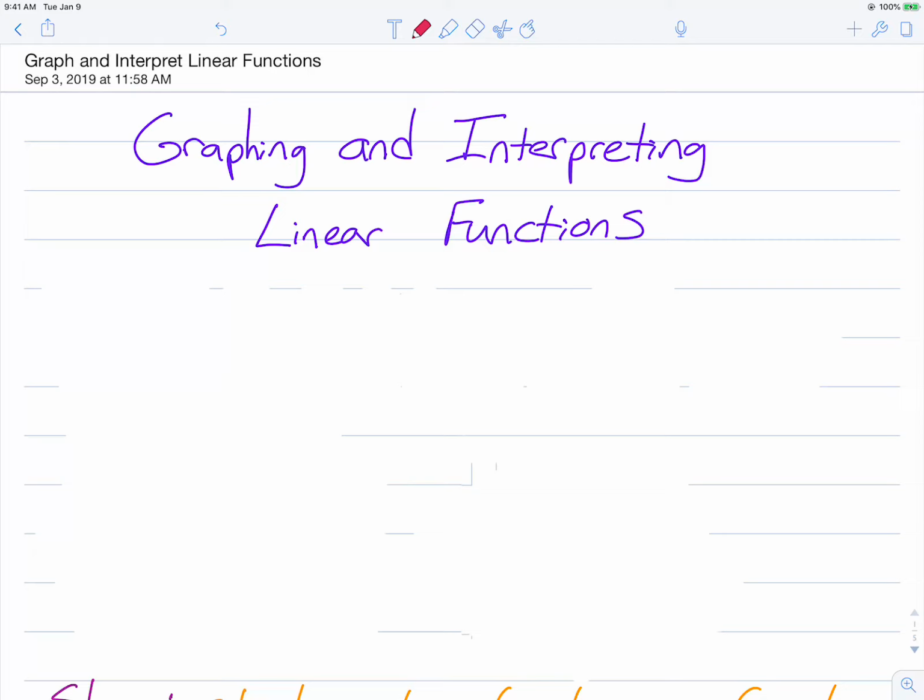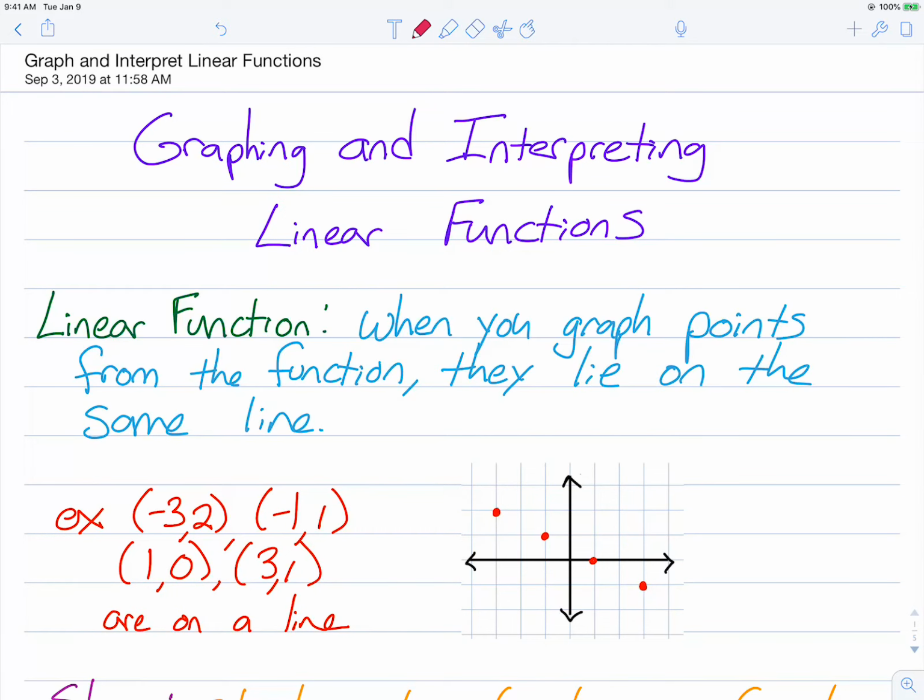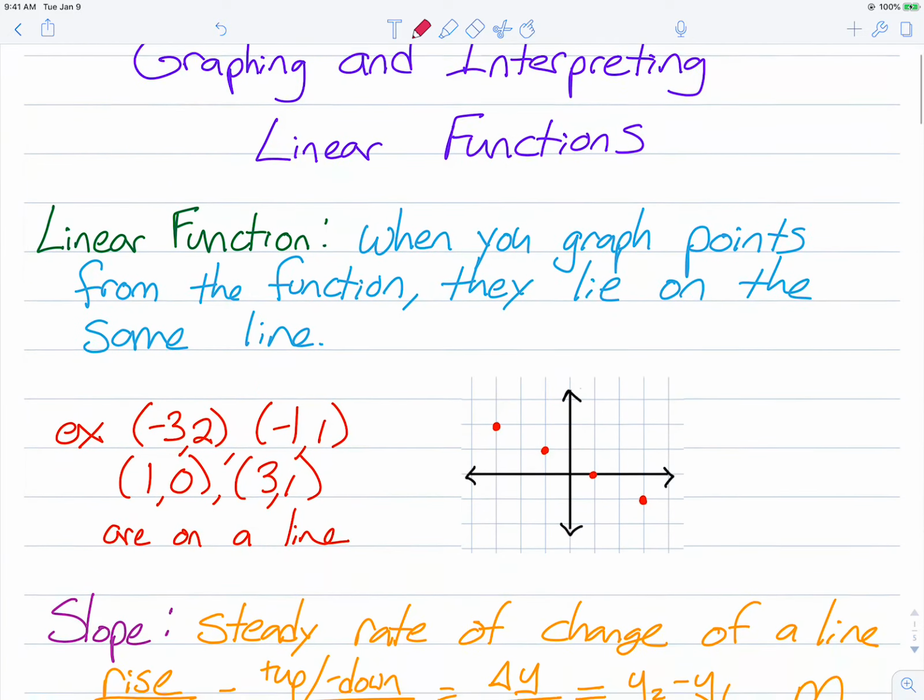So your title is Graphing and Interpreting Linear Functions. The very first thing is a linear function. It is when you graph points from the function and they lie on the same line. For example, I have the points (-3, 2), (-1, 1), (1, 0), and (3, -1), and if you graph them, they are on a line. Remember, you can pause this and write if I'm going too quick.